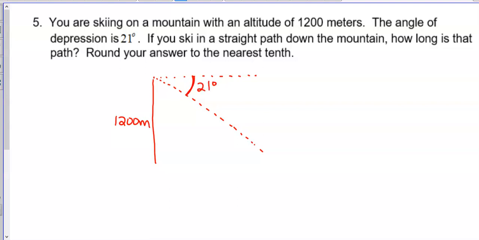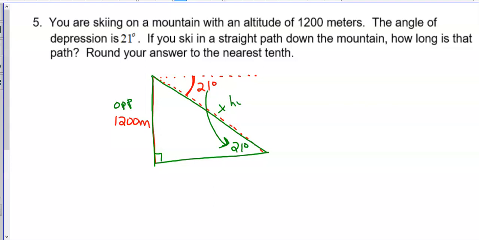Now, if you complete your right triangle that you're working on, what are they going to ask us? They're going to ask us how long is your path if you're going straight down the mountain. So they're asking you for this distance here. Well, that 21 degrees on the outside of our triangle isn't super helpful right there, but remember that you can always stick that angle down here. The angle of elevation and the angle of depression are always the same, so you can stick it down there in your triangle. Now you are given the opposite side. You are looking for the hypotenuse, so you should be good to go there.